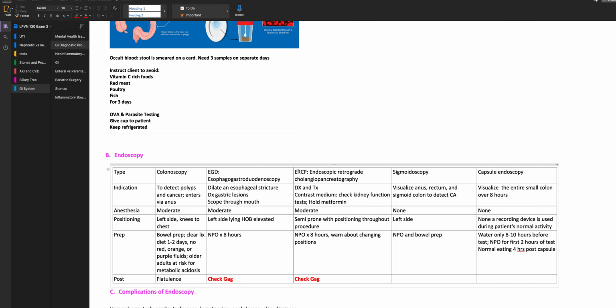A sigmoidoscopy, this can be done bedside. No, there's no prep, there's no anesthesia. It's not a big deal. A capsule endoscopy, no prep.